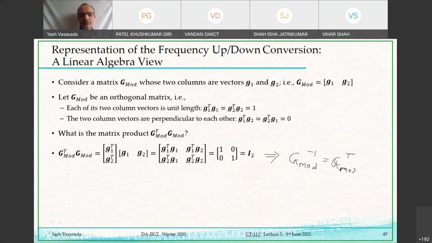Typically, the inverse of a matrix is a very cumbersome operation, except if the matrix is orthogonal. Then it is just very easy. You just transpose it and you suddenly get its inverse.